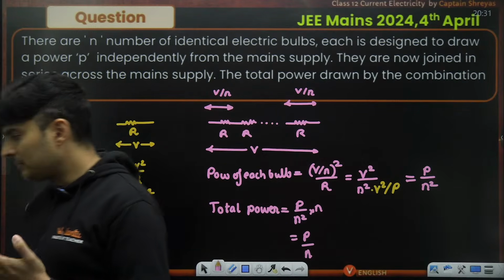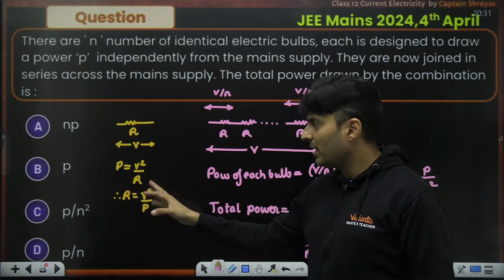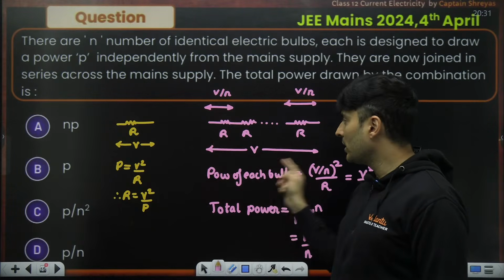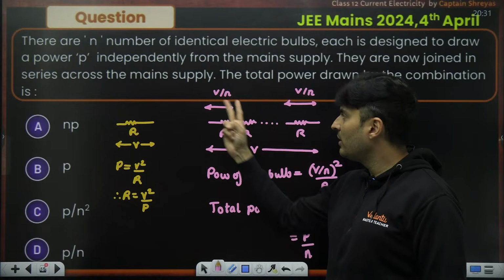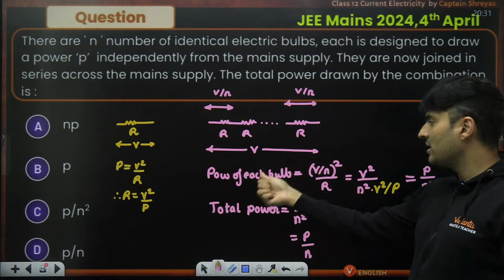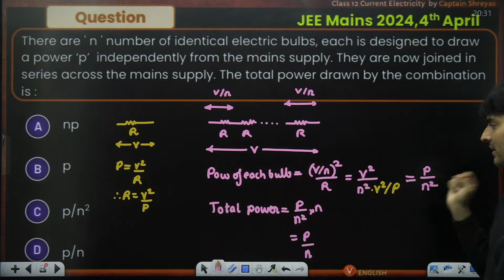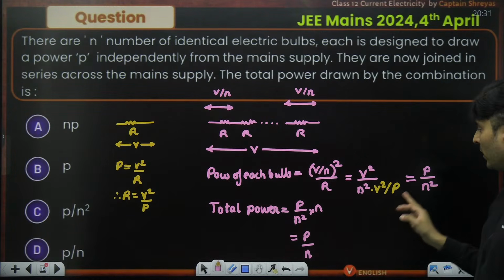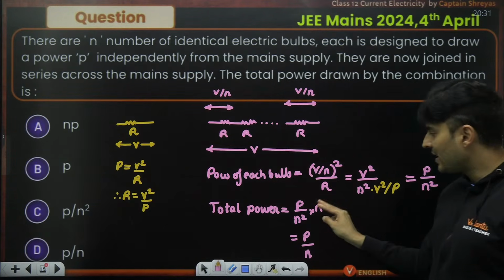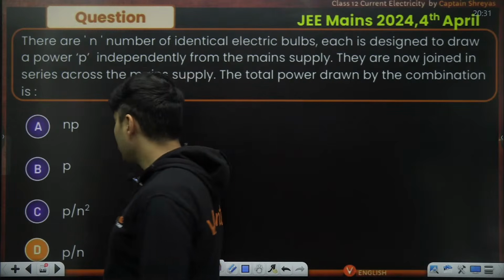Cool? Clear? Understood how we solved it? For each bulb, we calculated the relationship. Now there are many such bulbs in series. So the total voltage, if it is V, each bulb will have 1/n of the net voltage. The moment voltage changes, power will change. Resistance will still remain intact as it is. So cancelling out voltages, we got this for every bulb. Since there are n bulbs, I multiplied by n. And that's how I get the answer.